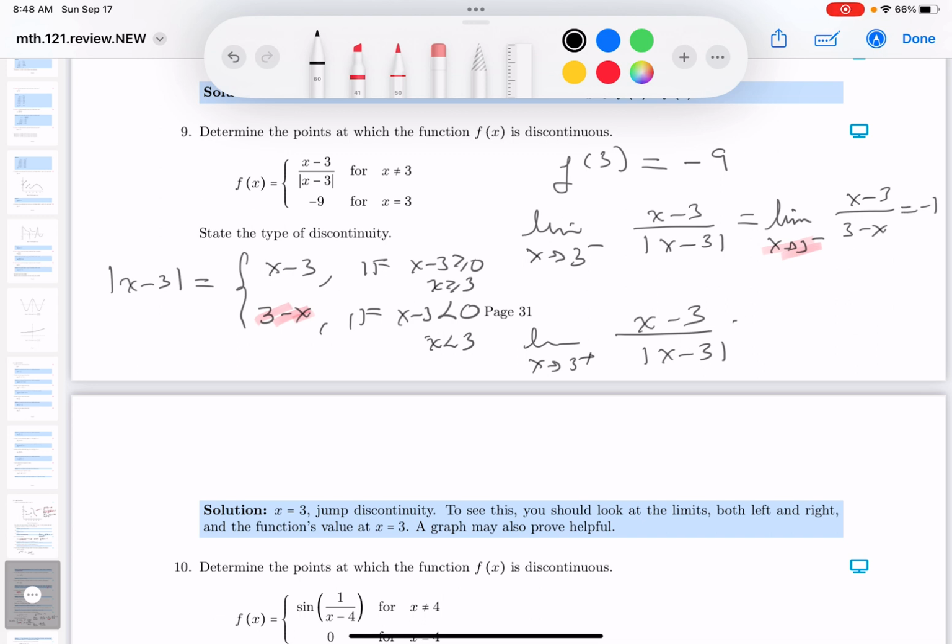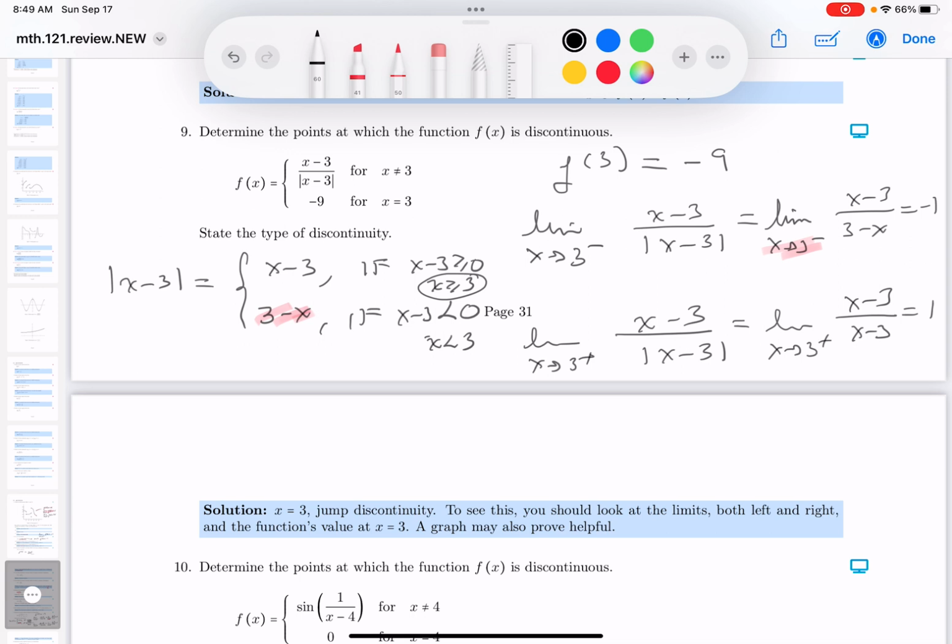All right? Let's do the next one. Limit as x goes to 3 from the right. The top is always x minus 3, and 3 from the right means the bottom's x minus 3. What does that give me? It gives me 1. So again, let's go back and read the question.